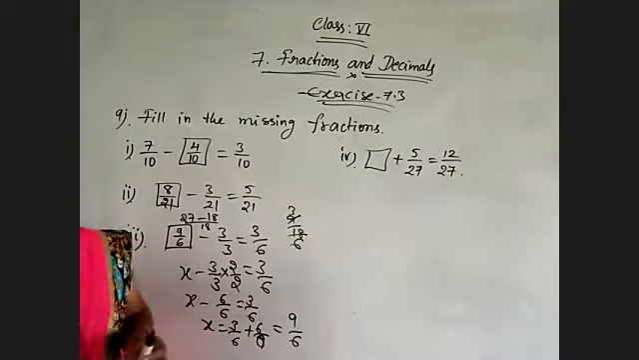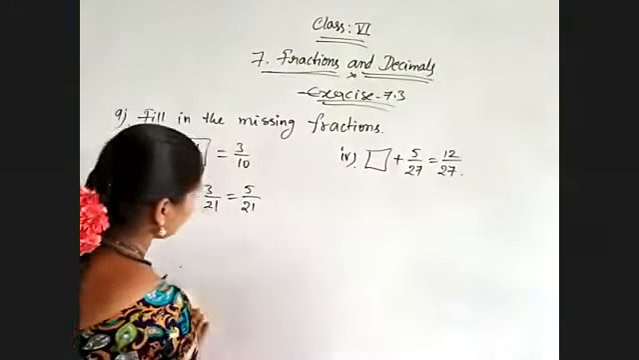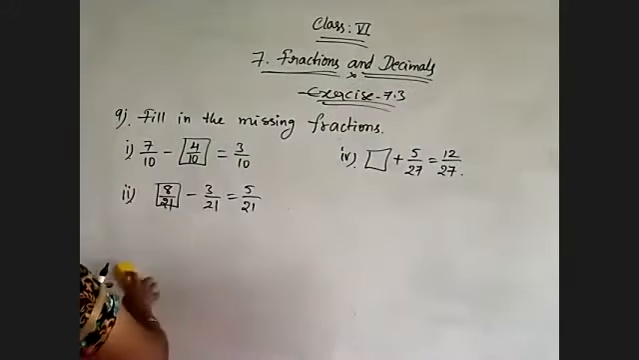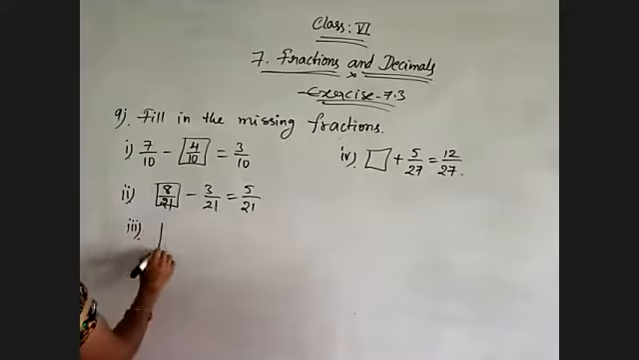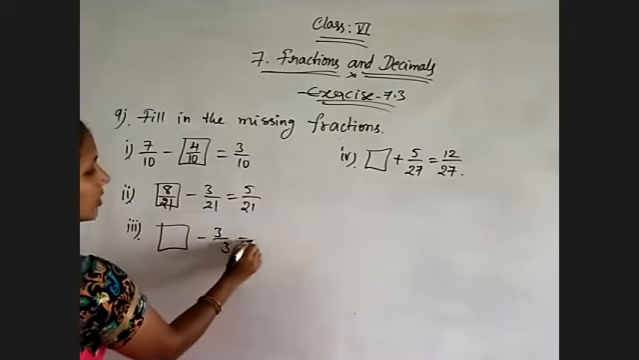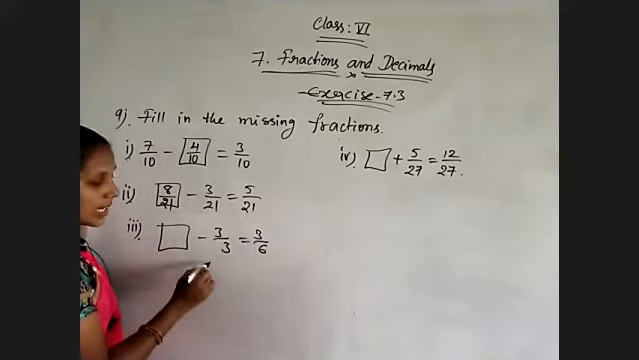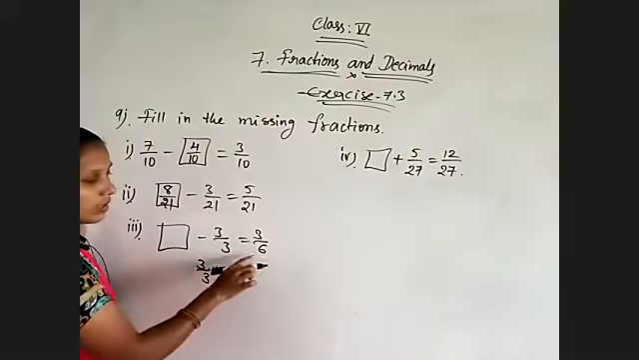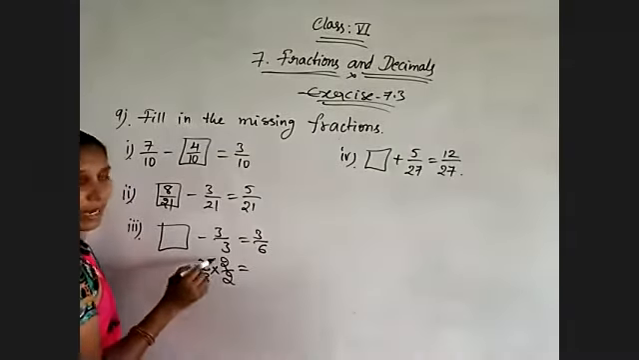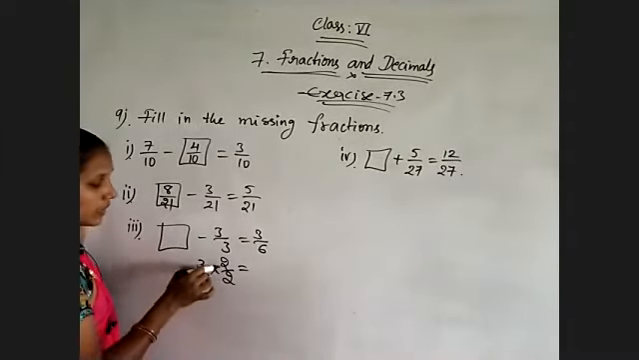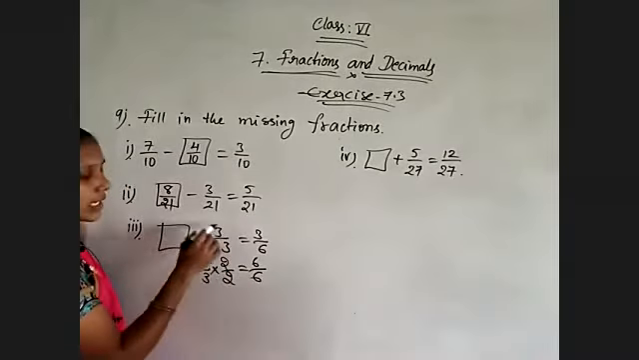So once again, observe this question. Observe the third problem. Dash minus 3 by 3 is equal to 3 by 6. Here 3 by 3 and 3 by 6 are unlike fractions. First I am converting 3 by 3 into a like fraction by taking an equivalent fraction, multiplying the numerator and denominator with 2 and 2. Then three 2s are 6 by three 2s are 6. 6 by 6 is equivalent to 3 by 3.